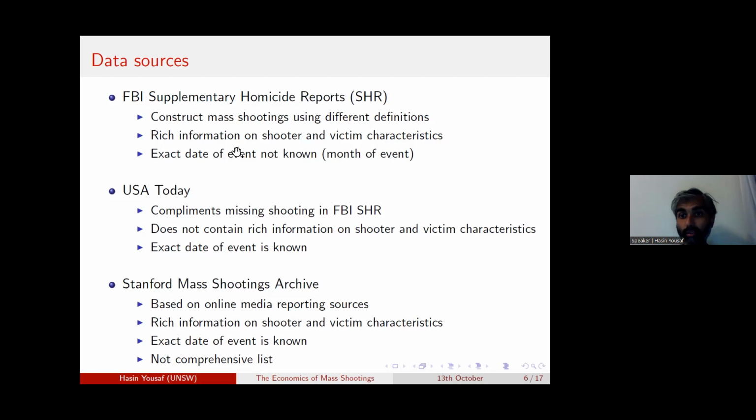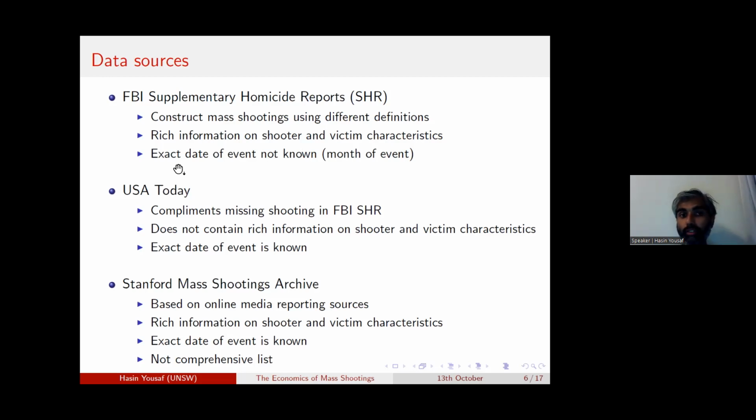In addition, this database has rich information on both shooter and victim characteristics, which is handy to see whether a certain group that's targeted makes a mass shooting have a bigger impact than another, which kinds of victims being targeted have a bigger impact on the economy, and so on.